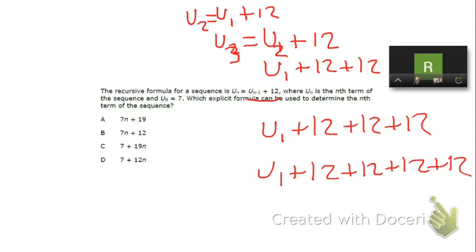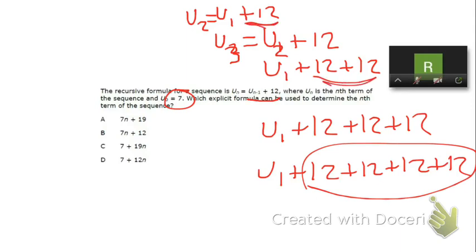So what you're going to do is start off with the first term. So the first term is 7. And you're adding 12 a number of times. So the first time, we added 12 once. The second time, we added 12 twice. Third time, we added 12 3 times. So you're going up 1 time each time. So which one of these functions tells me that we're taking the 7, we're adding 12 a certain number of times, where you have a variable with it?